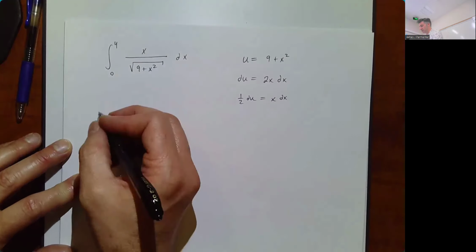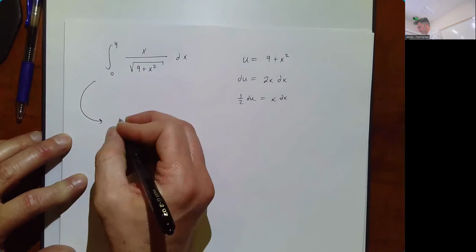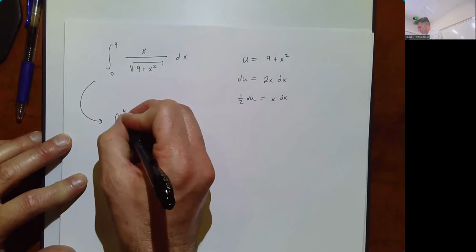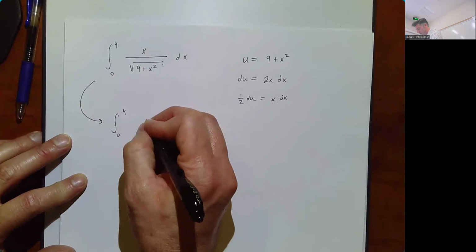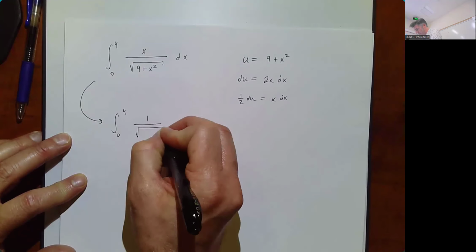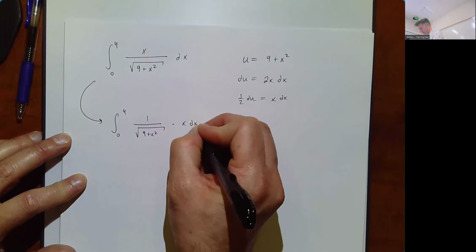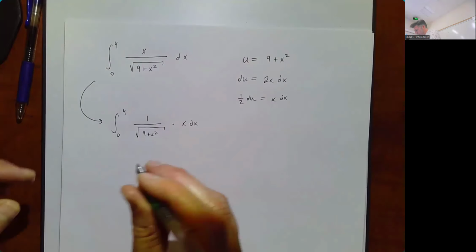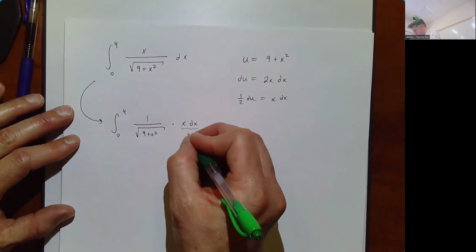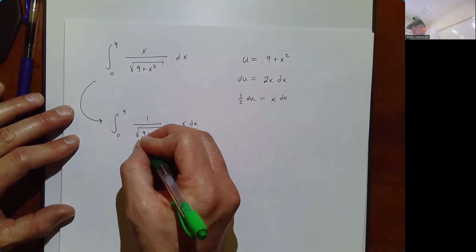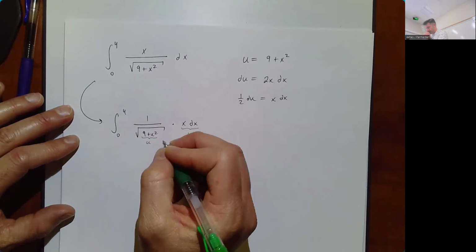So then I'm going to rewrite this integral. I'm going to actually write it the same, just changing it up a little bit. I'm going to write it as the integral from 0 to 4 of 1 over the square root of 9 plus x squared times x dx. My x dx is 1/2 du, and the 9 plus x squared is my u.